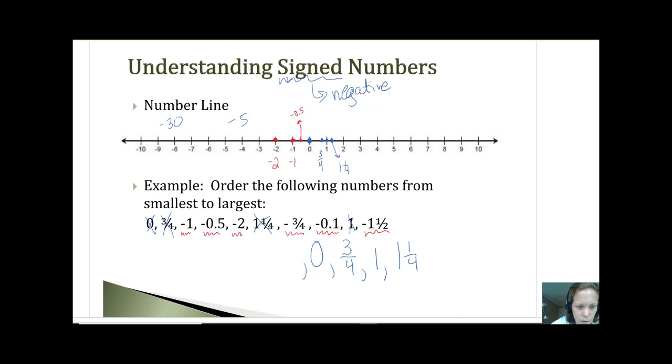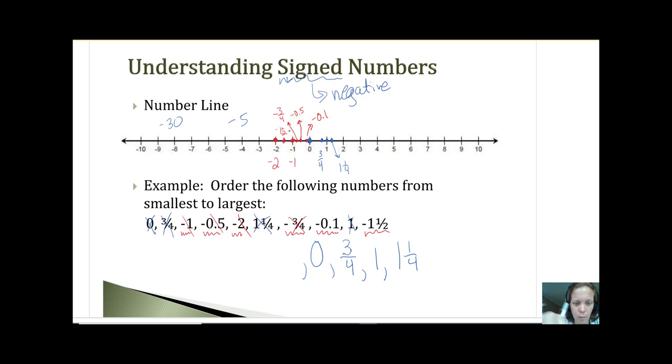-3/4 next. Okay, so we got those three. -3/4. Here, again, like we talked about with the -30 and the -5 degrees, -3/4 is going to be closer to -1, between -1 and -0.5. So that's going to be halfway between those. So again, it's reversed. If it's a negative number, the bigger the digit, the lower the value. And then -0.1, that should be just a little bit to the right of 0. And then -1.5 will be right between -2 and -1.